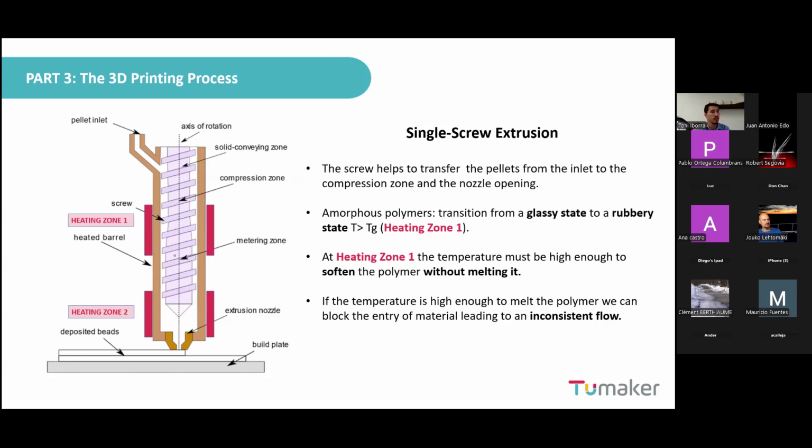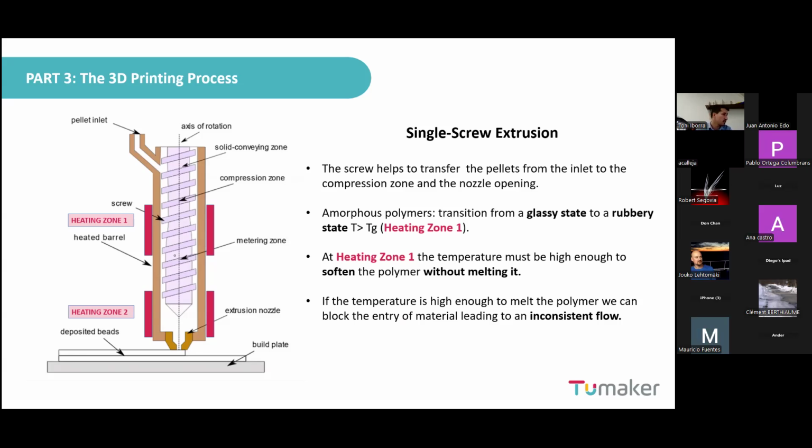In order to obtain a good extrusion, we need to have a good selection of the temperatures of both heating zones. Typically, the temperature that we use for heating zone number one is the glass transition temperature of that polymer, because the goal at the upper part of the extruder is to soften the material without melting it. At heating zone number two, we typically use a temperature slightly higher than the melting point for that polymer, because we want to melt the polymer. If those temperatures are correct, we are going to get a consistent flow.